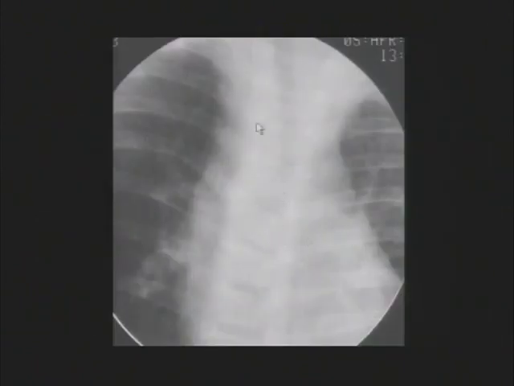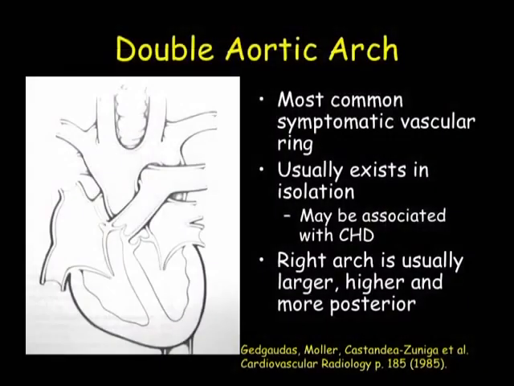Double arch, you'll see usually that the right arch is higher and larger than the left arch. When you do an upper GI, you'll see the posterior indentation on the esophagus, anterior indentation on the trachea, and also on the frontal view, you usually see the higher right and the smaller left arch impressions on the esophagus. This is the most common symptomatic vascular ring. It usually is an isolated anomaly.